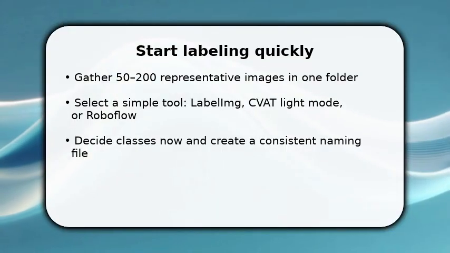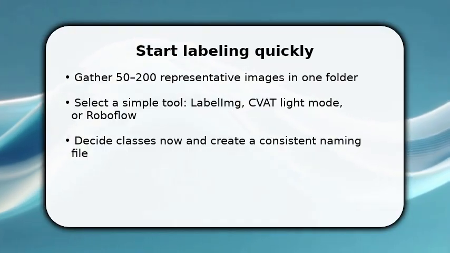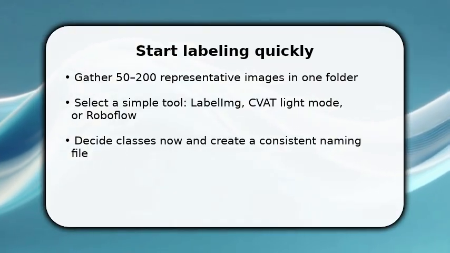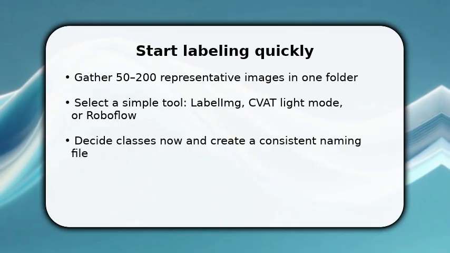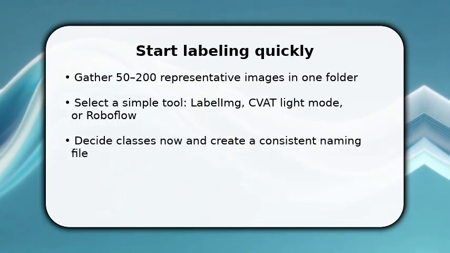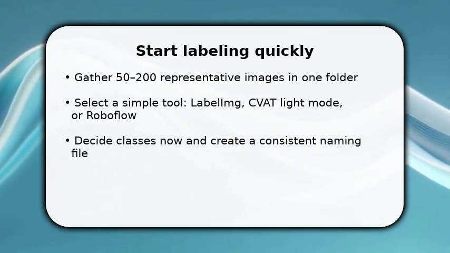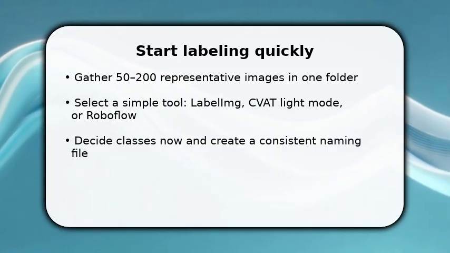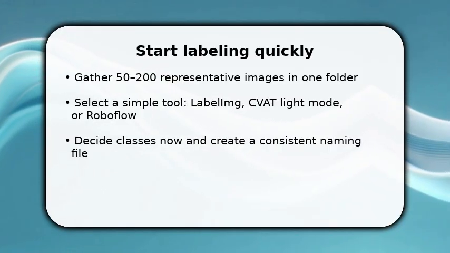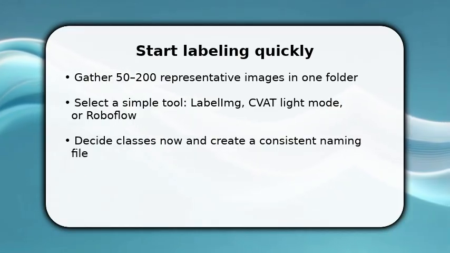You begin by collecting a focused set of images that reflect real conditions. This reduces edge cases later. Open your chosen labeling tool and load the folder, then create the class list so every annotation uses the same labels. Once done, set a default bounding box color and shortcut keys to speed up work.